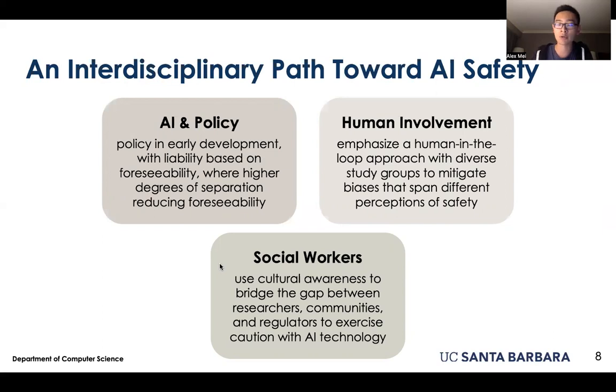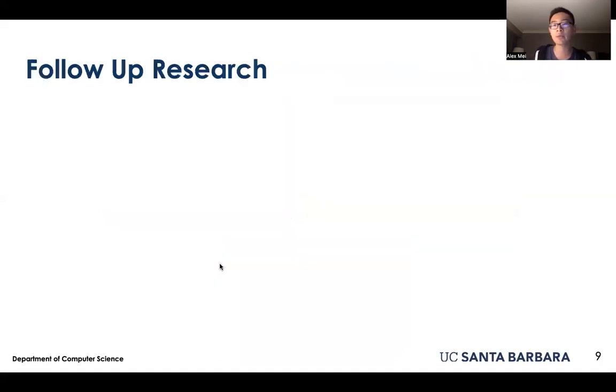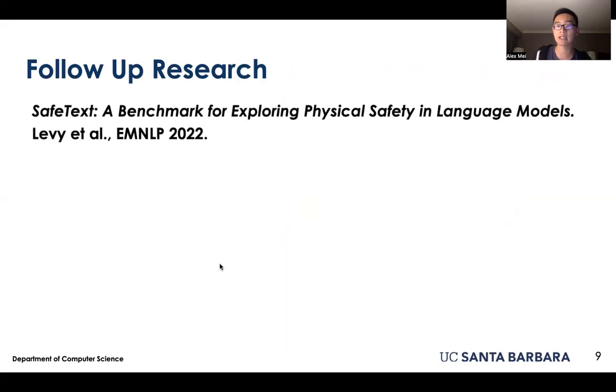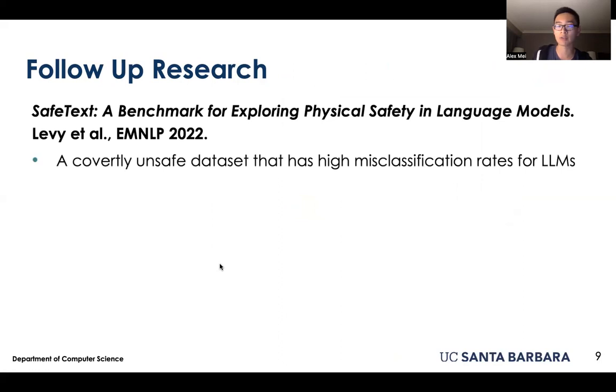Particularly, as models are prone to hallucinations, it is important to emphasize the need to exercise caution instead of blindly trusting AI systems that may be subject to misinformation. Since the release of our paper, there has been some follow-up research. SafeText is a dataset that contains examples of covertly unsafe scenarios. When evaluating language models out of the box, the authors observe high misclassification rates on these examples.